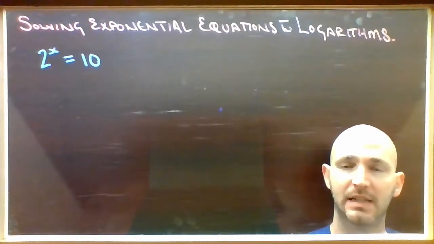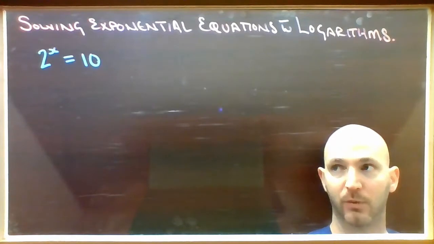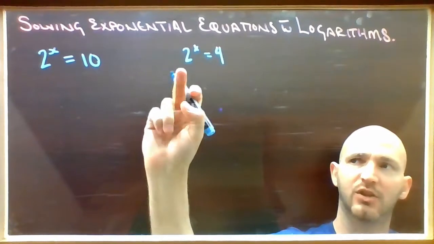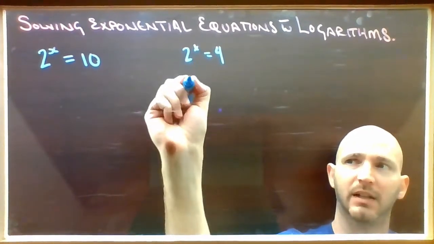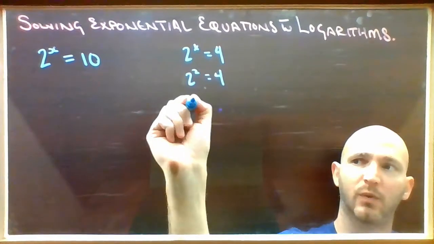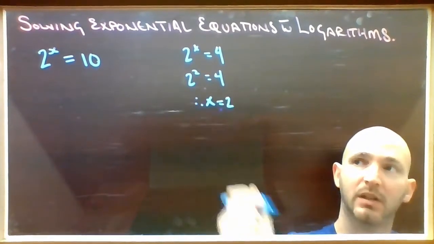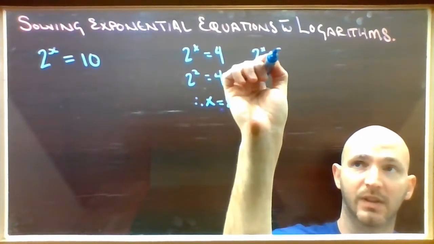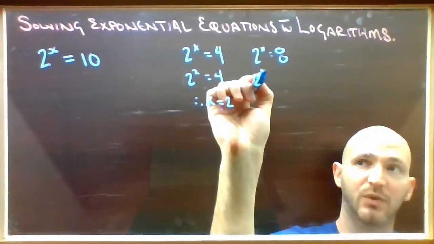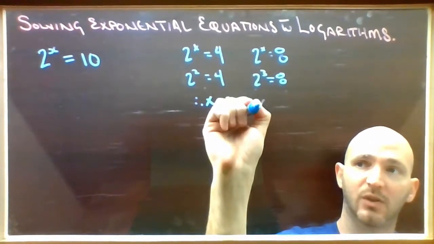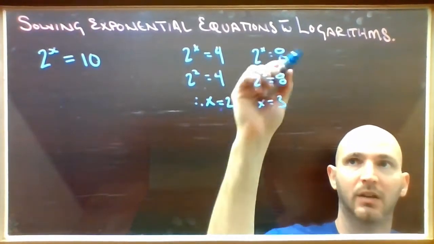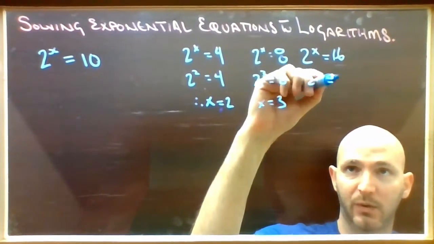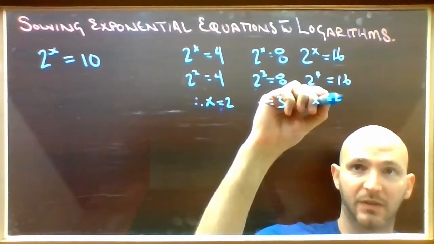Now that would be easy if it were 2 to the x equals 4. So if we had that, right, 2 to what exponent equals 4? Well, 2 squared is 4, therefore x would be 2. It would also be easy if the question was 2 to the x equals 8, because 2 cubed is 8, so x would have to be 3. Would also be easy if 2 to the x was 16, because 2 to the power 4 is 16, so x would have to be 4.